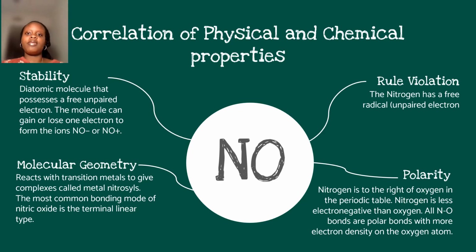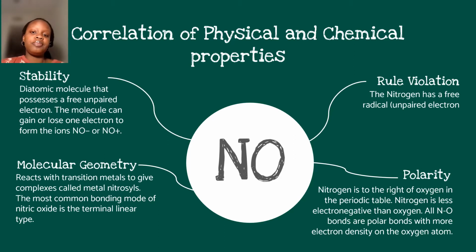To go into more depth about the previous slide, we're going to talk about the correlation of physical and chemical properties of nitric oxide. The stability is defined by dynamic molecules under pressure and free unpaired electrons. The molecule can gain and lose electrons from the ions of nitrogen minus or nitrogen plus. The molecular geometry of nitric oxide reacts with transition metals to give complexes called metal nitrosyls. The most common bonding mode of nitric oxide is a terminal linear type.